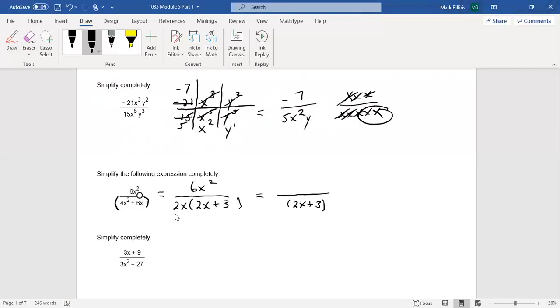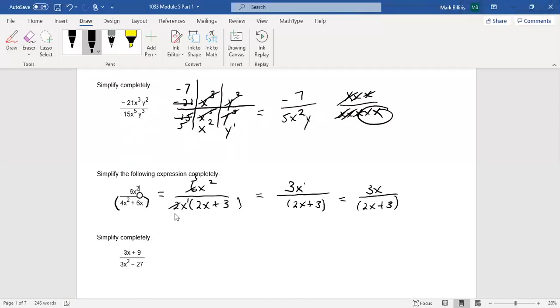Now for the 6x squared and 2x, I'm going to do like I did in the previous example. I'm looking for the greatest common factor of 2 and 6, and that's 2. So I'm going to reduce each by 2. That leaves me 3 over 1. And with my variable, I have more x's in the numerator than I do in the denominator, so x will remain in the numerator. I simply subtract. 2 minus 1 is 1. So my final answer is simply 3x, and you can leave this in parentheses if you'd like, over 2x plus 3. I would leave it in parentheses to remind you that 2x plus 3 belong together as a single factor and cannot be reduced individually.